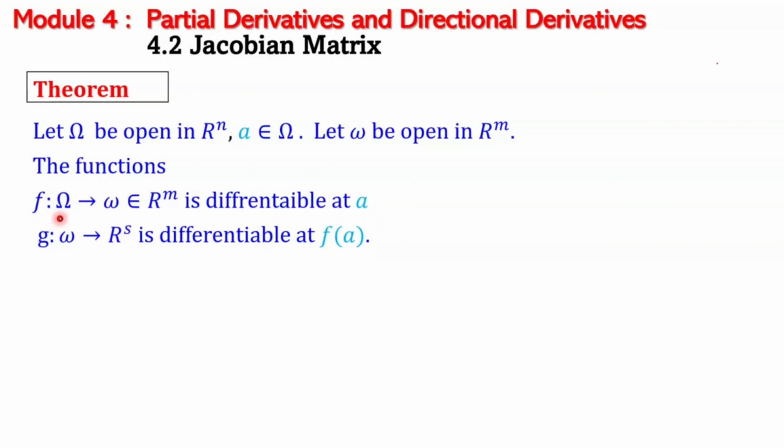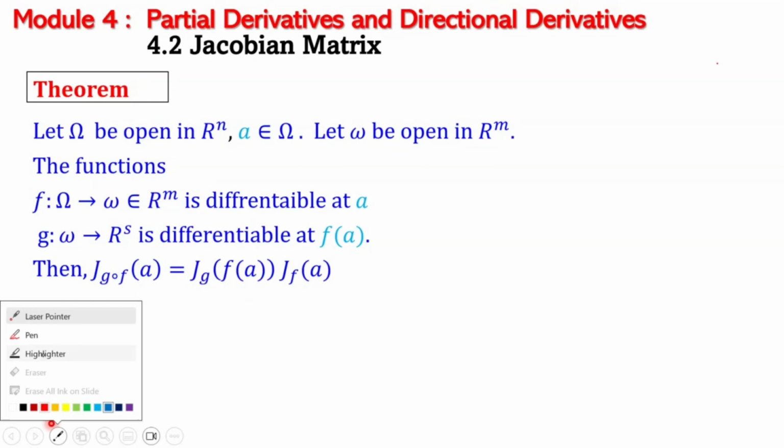So function f is from capital Ω to small ω, and g is from small ω to the set Rs, and g is differentiable at f(A). Then the Jacobian of the composition function g∘f at the point A is equal to the Jacobian of g at the point f(A) multiplied by the Jacobian of f at the point A. You have to understand here that the Jacobian of g will be defined at f(A).